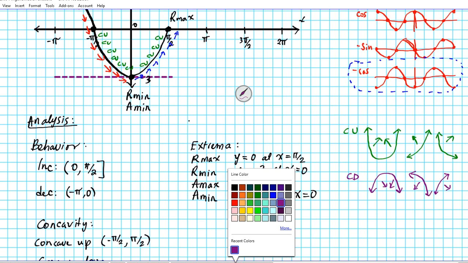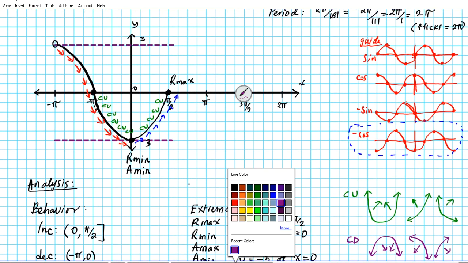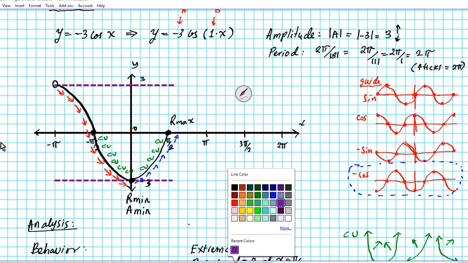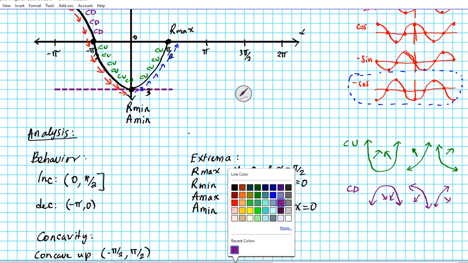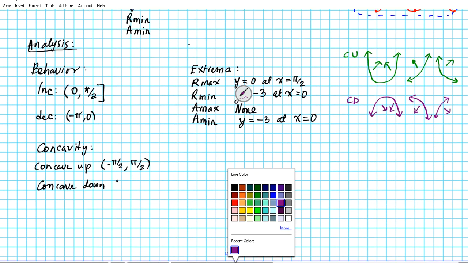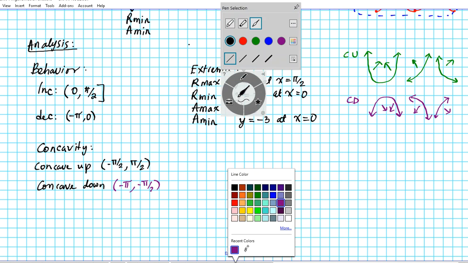Now take a look at the graph right here. Do you see any intervals where the curvature, the concavity, is facing down? Clearly from negative pi to negative pi over 2, the concavity is downwards. So let's specify that on the graph. So here is concave down, concave down, concave down, concave down, all the way to negative pi over 2. Okay? So let's specify what that is. We're concave down from negative pi all the way to negative pi over 2. Alrighty, so that's how you find the intervals of concavity for a trig function.